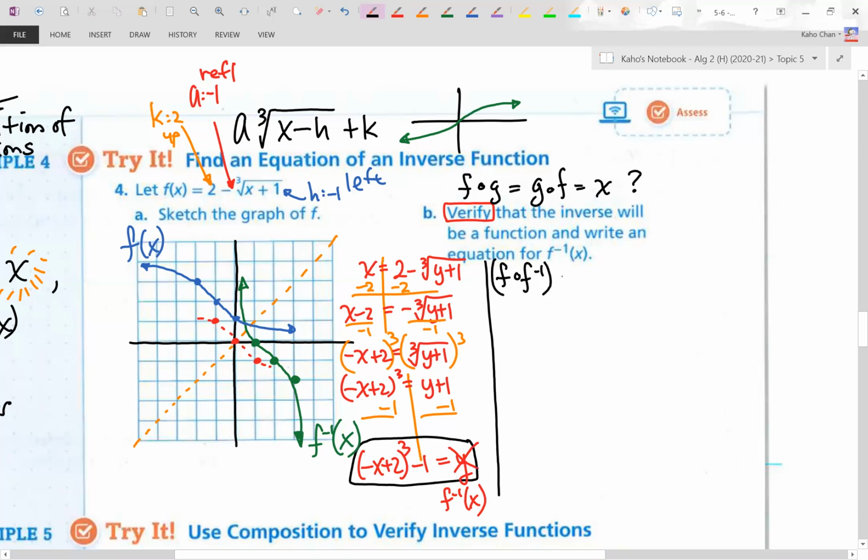Look at the notation. It's kind of funny looking, right? This is literally f of g. I just replaced g with f inverse. It's the same thing. Let's do the math. The function we're substituting into is f. The original function is, remind yourself, 2 minus the cube root of x plus 1. I'm putting f inverse into there right now. This is what we just got a few moments ago, okay? And then we need to simplify this, and hopefully we get x.